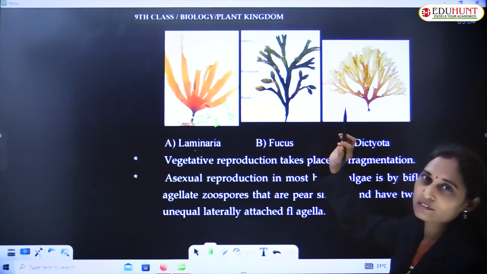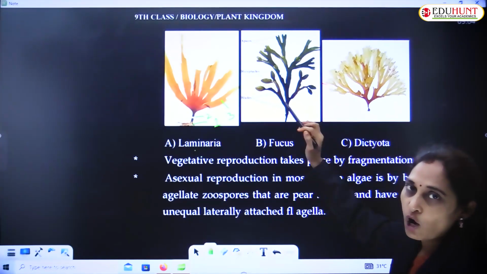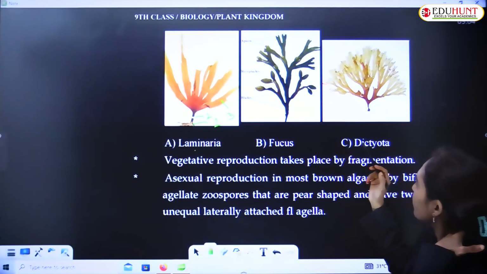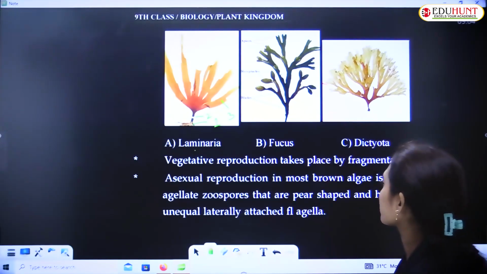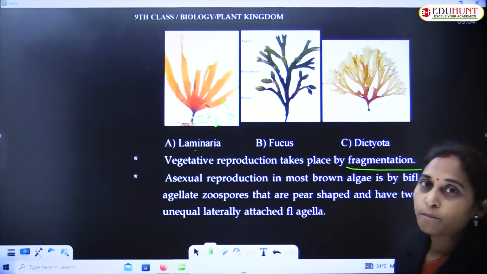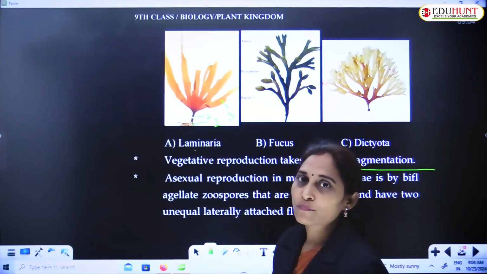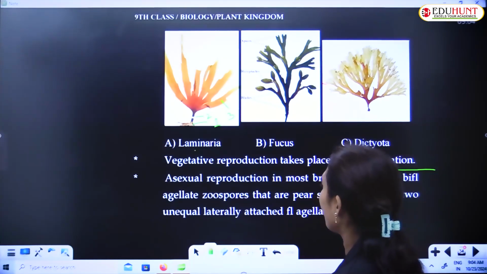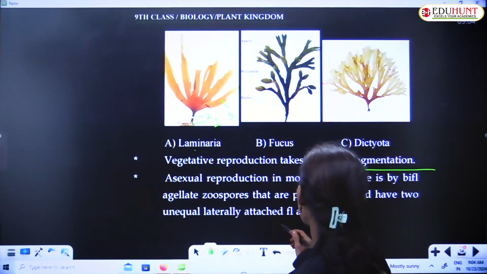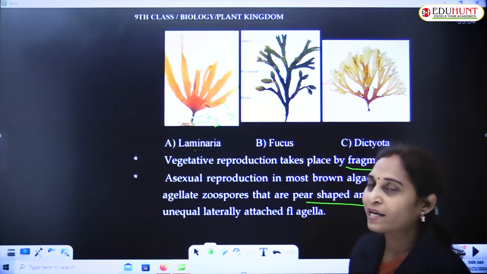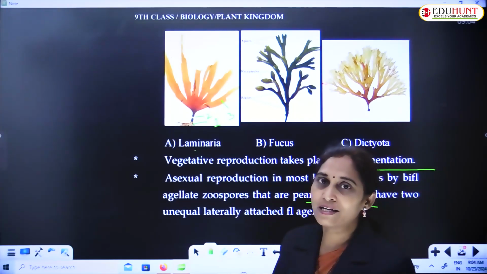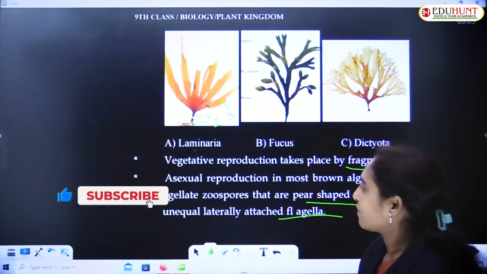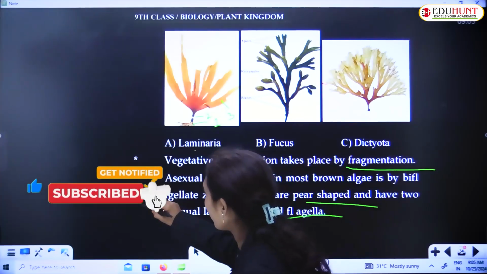Fucus is also dark brown, rich brown because the dominating pigments are xanthophyll and fucoxanthin. This is Dictyota, again looking brown. Vegetative reproduction is quite common and takes place by fragmentation. And asexual reproduction in most brown algae is by biflagellate zoospores, quite common, and these are pear shaped and have 2 unequal laterally inserted flagella.